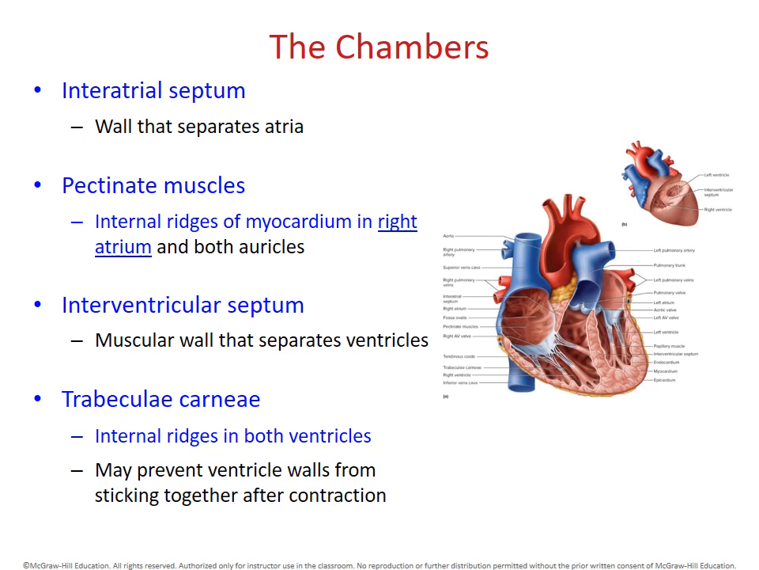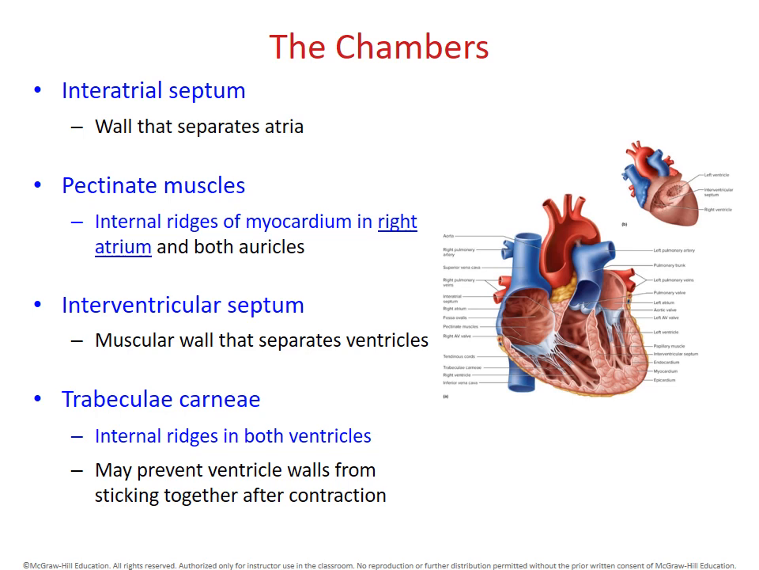And then you have one that's very prominent. That one's called the interventricular septum. This is going to be a large wall that separates the two ventricles, making it clear which side of the heart is the right side and which one is the left side. I'm going to show you the septums in more detail on the next slide when we have a larger illustration.